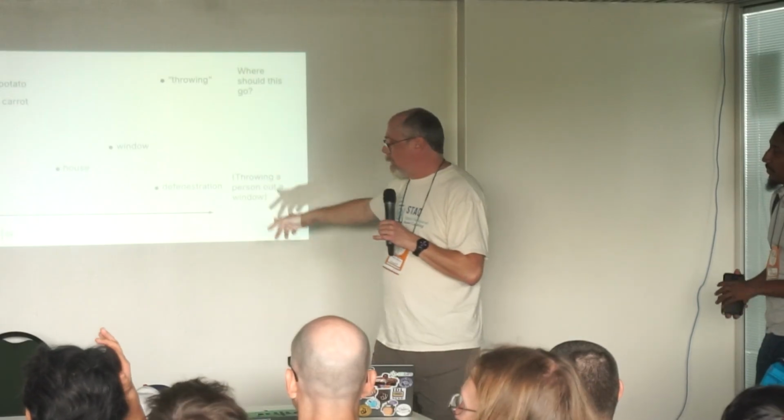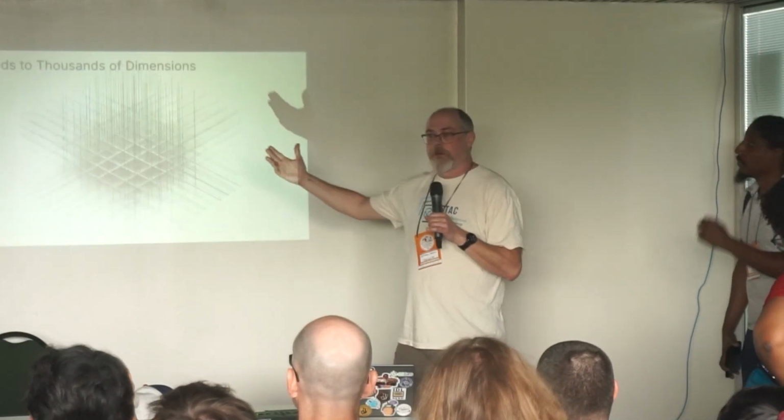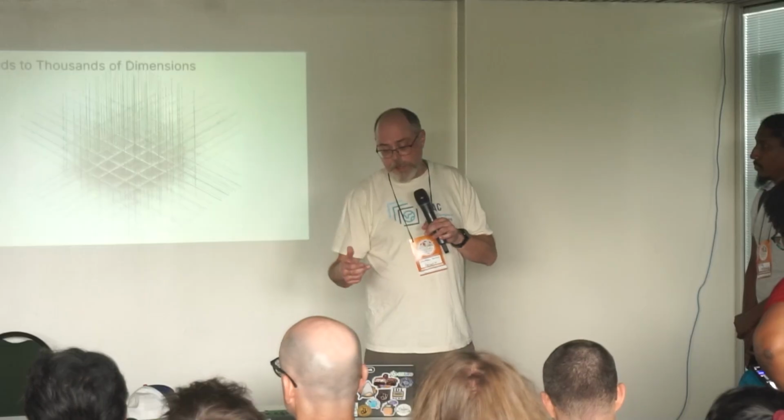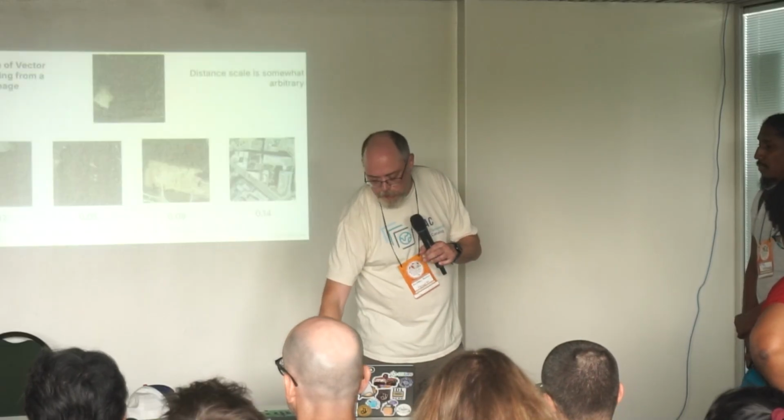So it's a complicated space that is actually hundreds or thousands of dimensions, right, in this space. And the closer things are, that relative distance is what indicates how similar things are to one another.